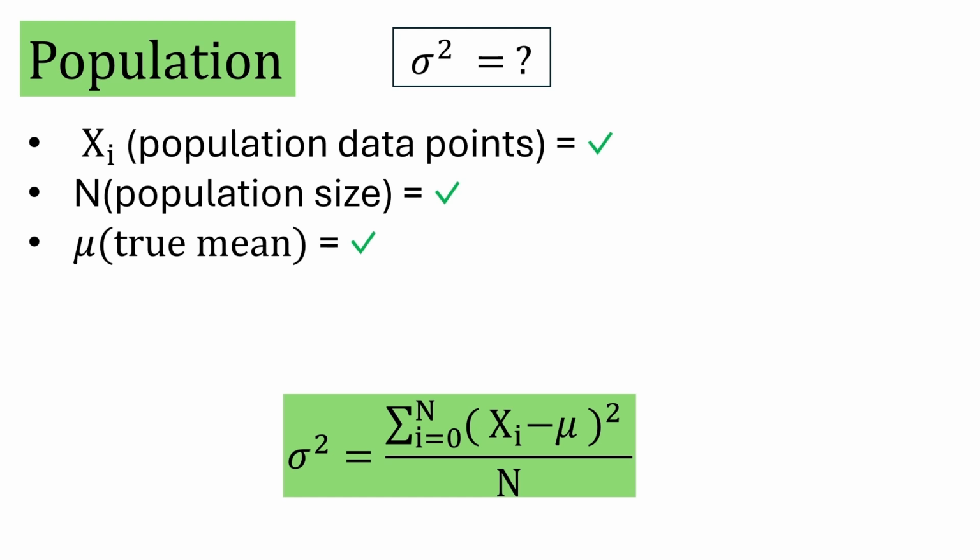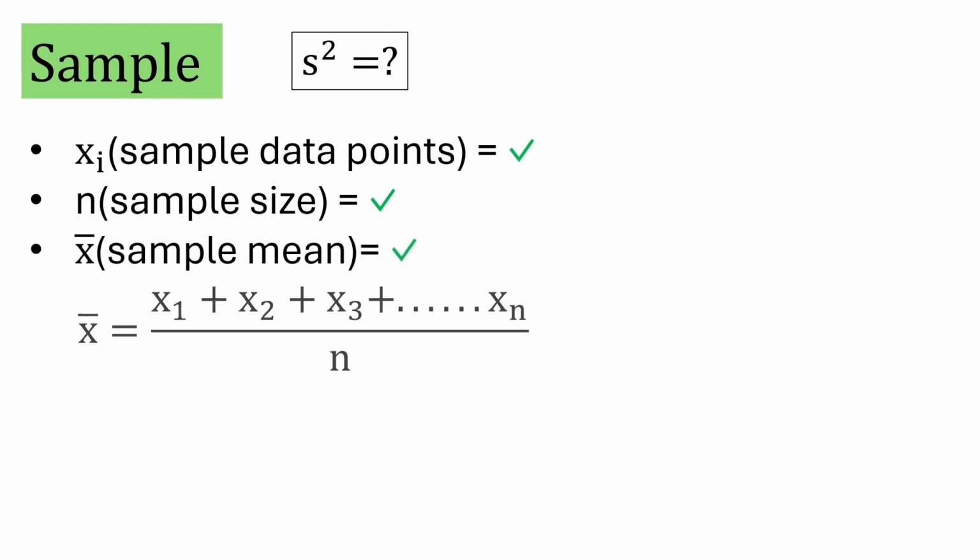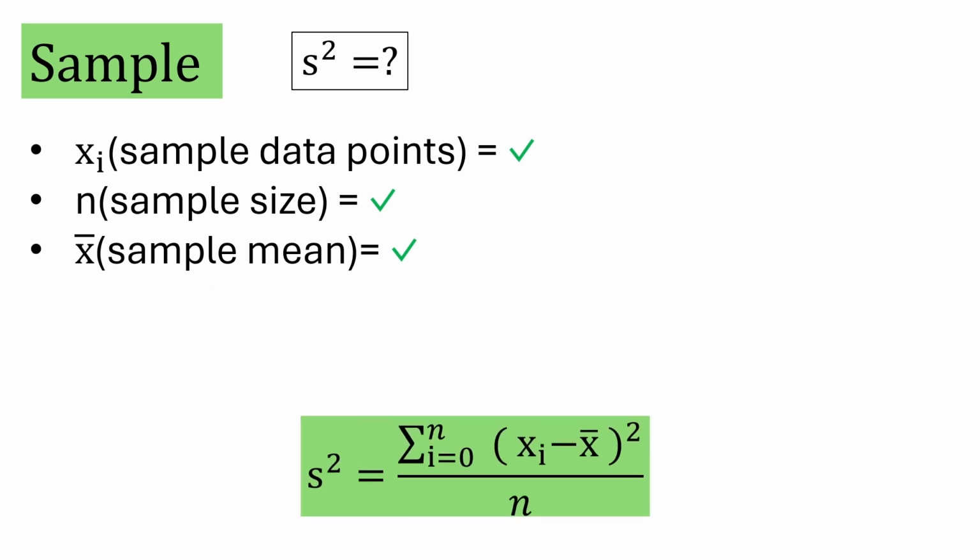Cool. Now let's say we draw a sample from the same population, and we want to find the sample variance. Here we denote the sample variance as s square. Here small xi denotes the sample data points like x1, x2, x3, where each of these is an individual sample point. N denotes the sample size, the number of data points in the sample, and x bar denotes the sample mean, which is basically the average of the sample data points. So the sample variance is calculated by the sample variance formula.